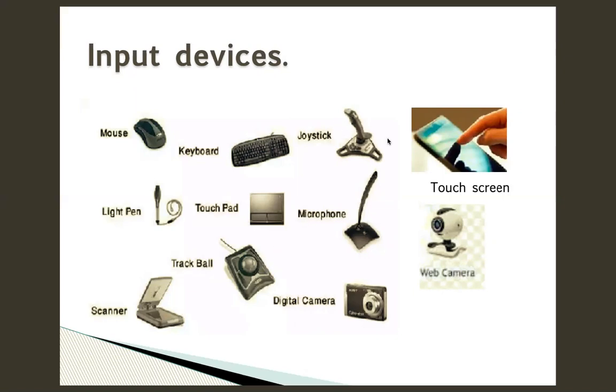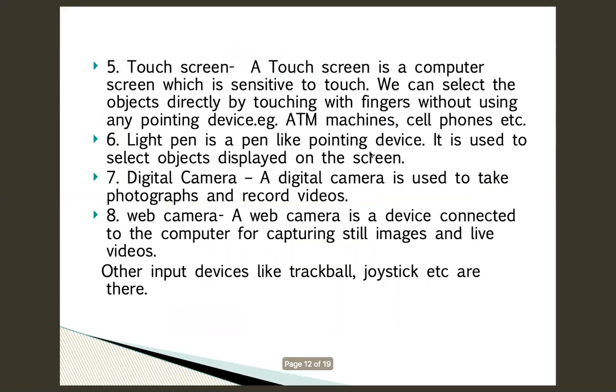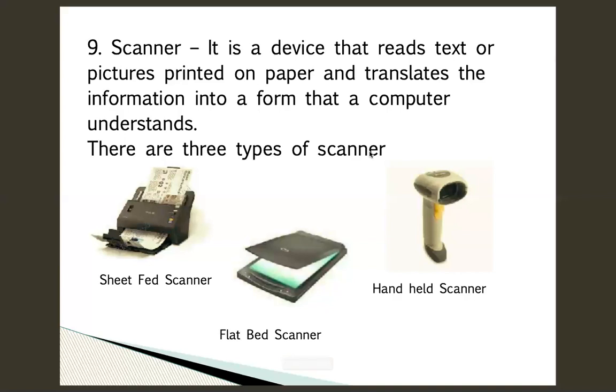This is the joystick. Joystick is used as a remote. The remote of your games is nothing but a joystick. To play games, joystick is used. Now let us see about scanner. It is a device that reads text or pictures printed on paper and translates the information into a form that a computer understands. There are three types of scanner: sheet-fed scanner, flatbed scanner, and handheld scanner.